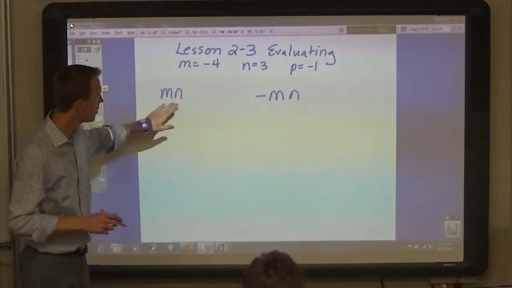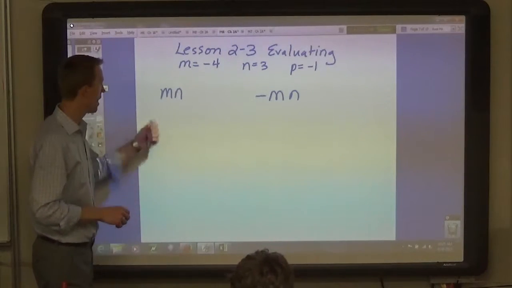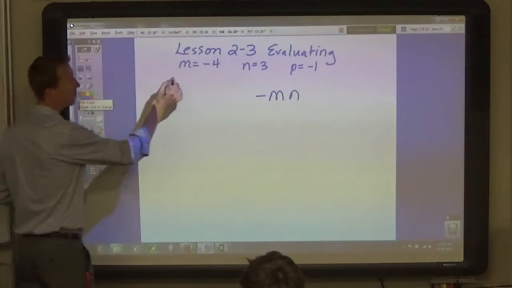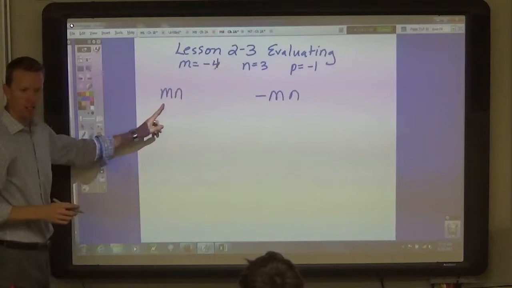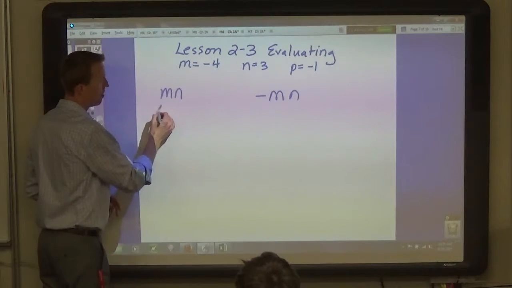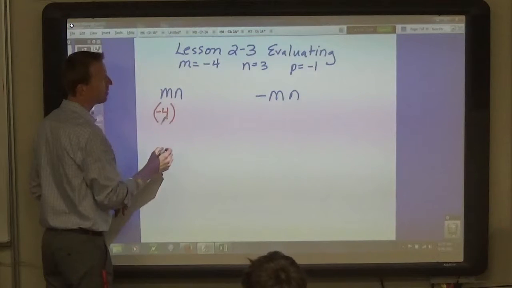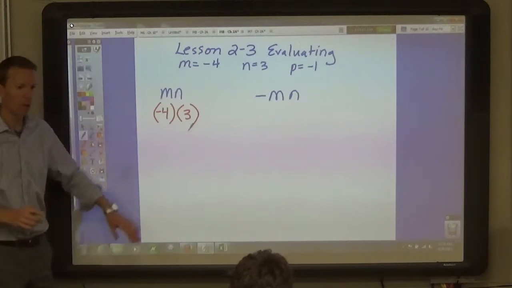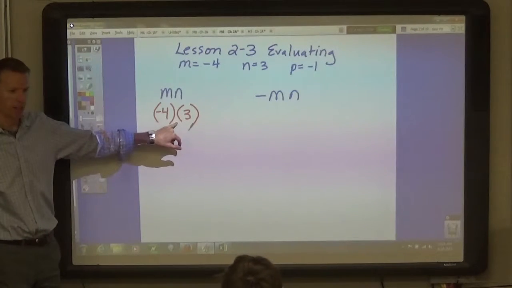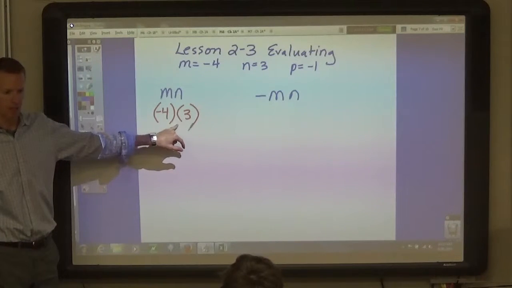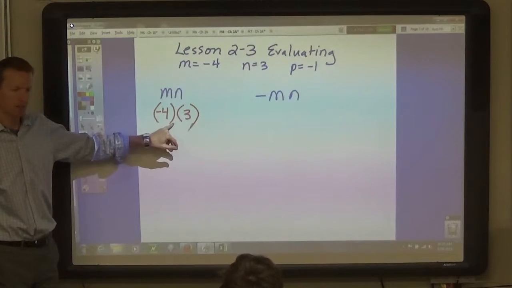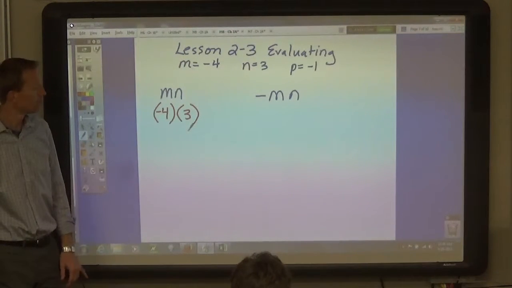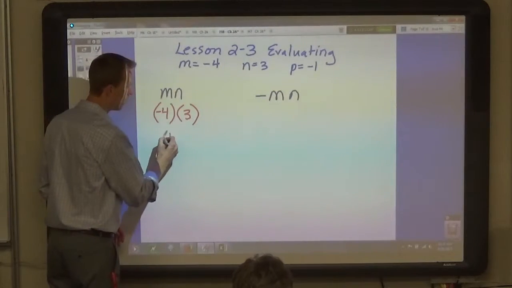Evaluating. So if you're given an expression like m times n, and you have to evaluate it with these values, then this means negative 4 in parentheses times 3. Now, we're going to use parentheses whenever you're substituting. All right? So put this in. Write this down as an example. And then it was negative 12.